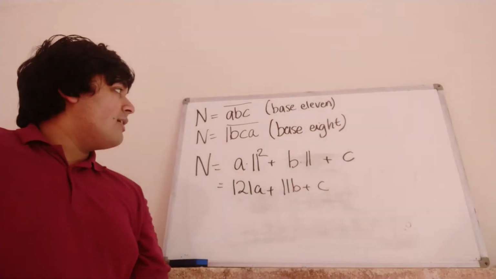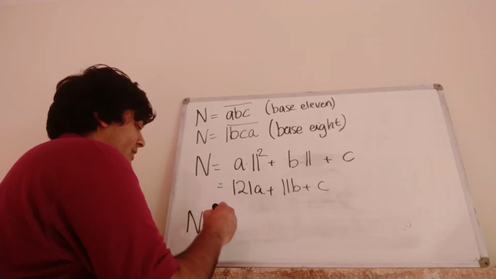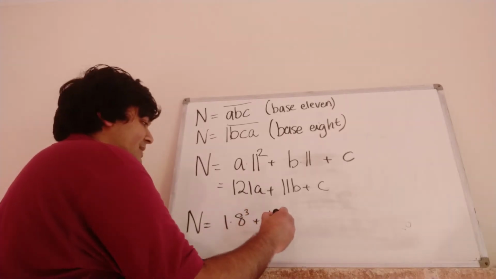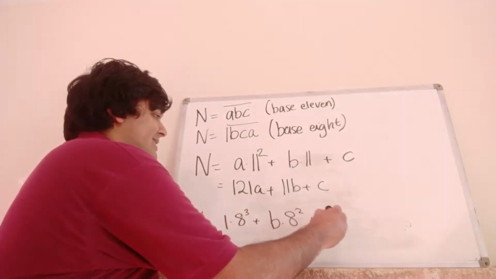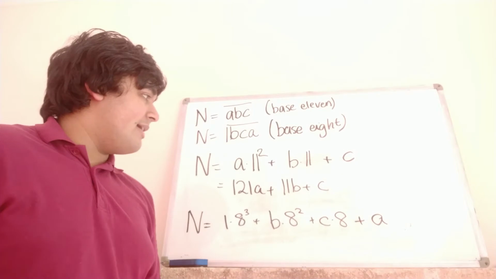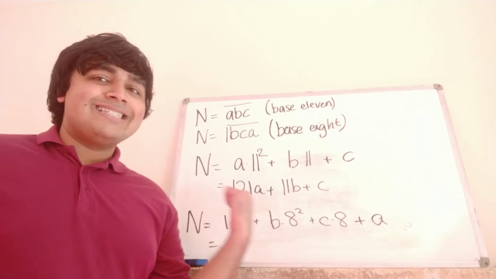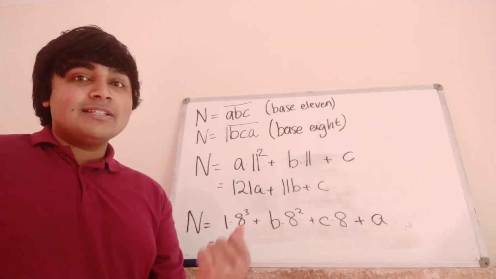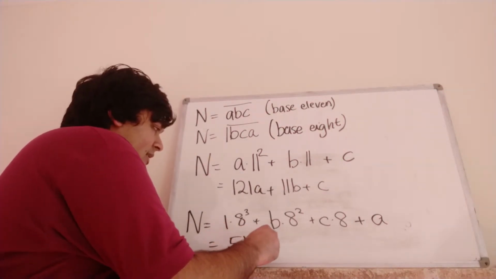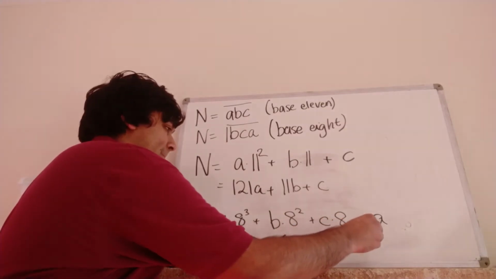The exact same thing holds when we look at base 8. We have that n is equal to 1 times 8 cubed plus B times 8 squared plus C times 8 to the 1, which is 8, plus A times 8 to the 0, which is 1. Expanding this out, let me work out what 8 cubed is. 8 squared is 64, so 8 cubed is 8 times 64, which is 480 plus 32, so that's 512, plus 64B, plus 8C, plus A.